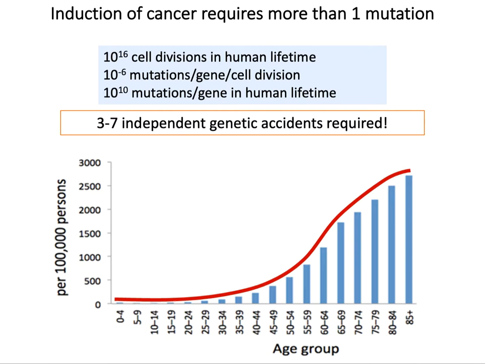So there is some interesting data that supports the hypothesis that you will need more than one mutation. One bit of data is epidemiological.